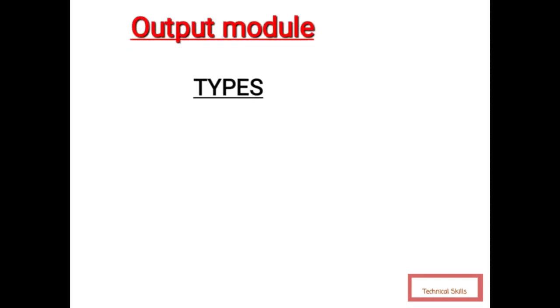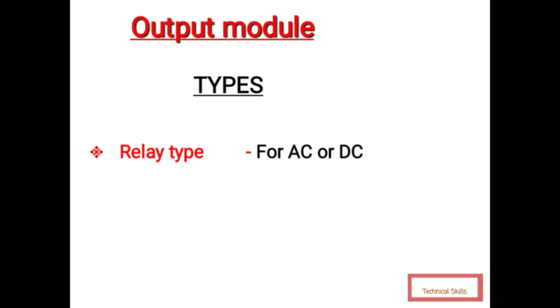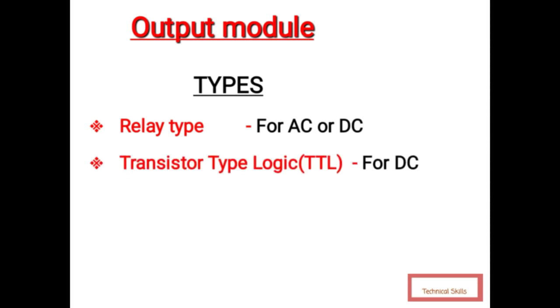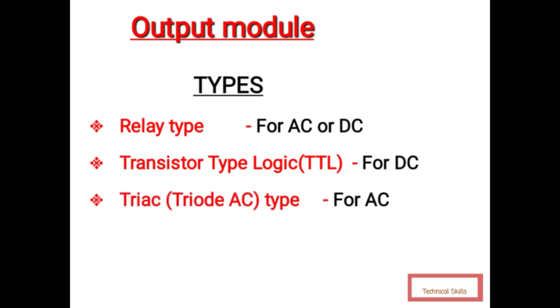And next is output module. Output modules are generally of 3 types. First is relay type. Relay type output module works on AC and DC both. Second is transistor type, which works on DC only, and TRIAC type works on AC only. So these 3 types of output modules we get in our PLC.